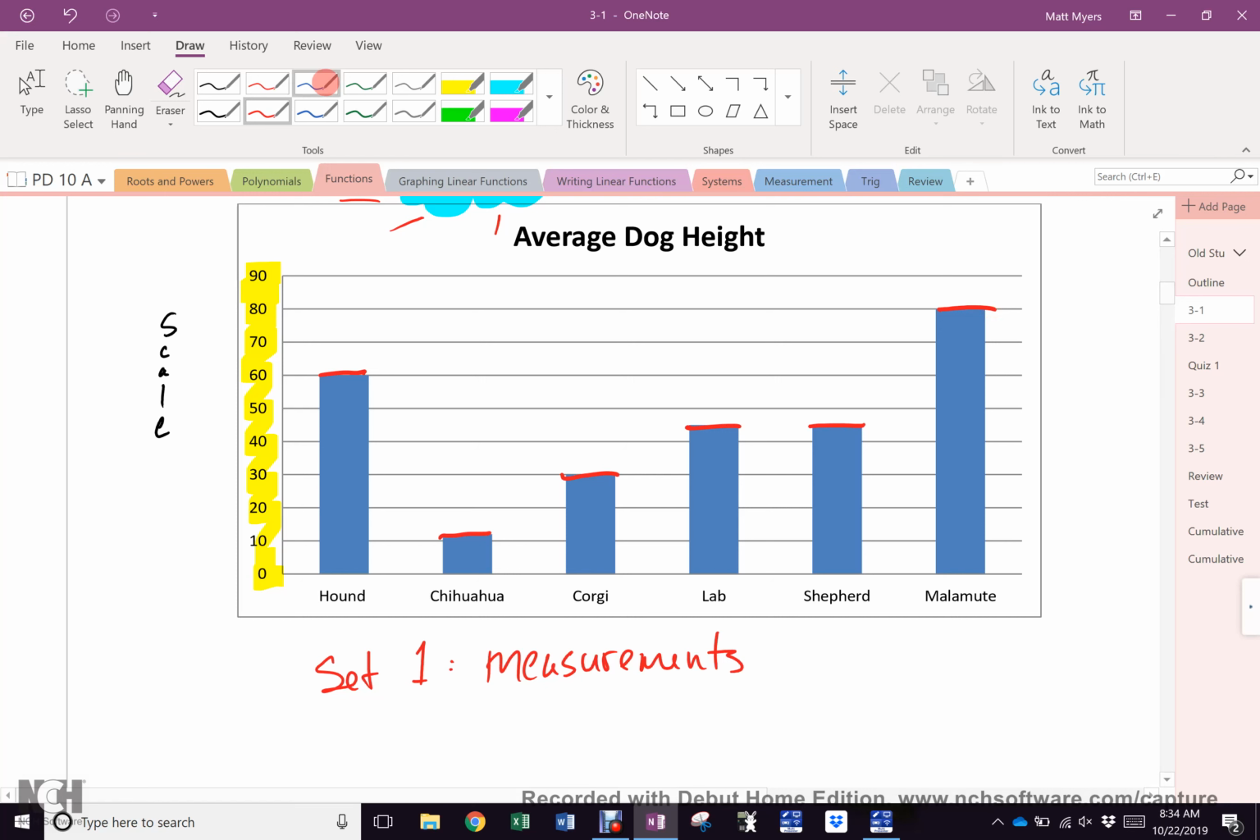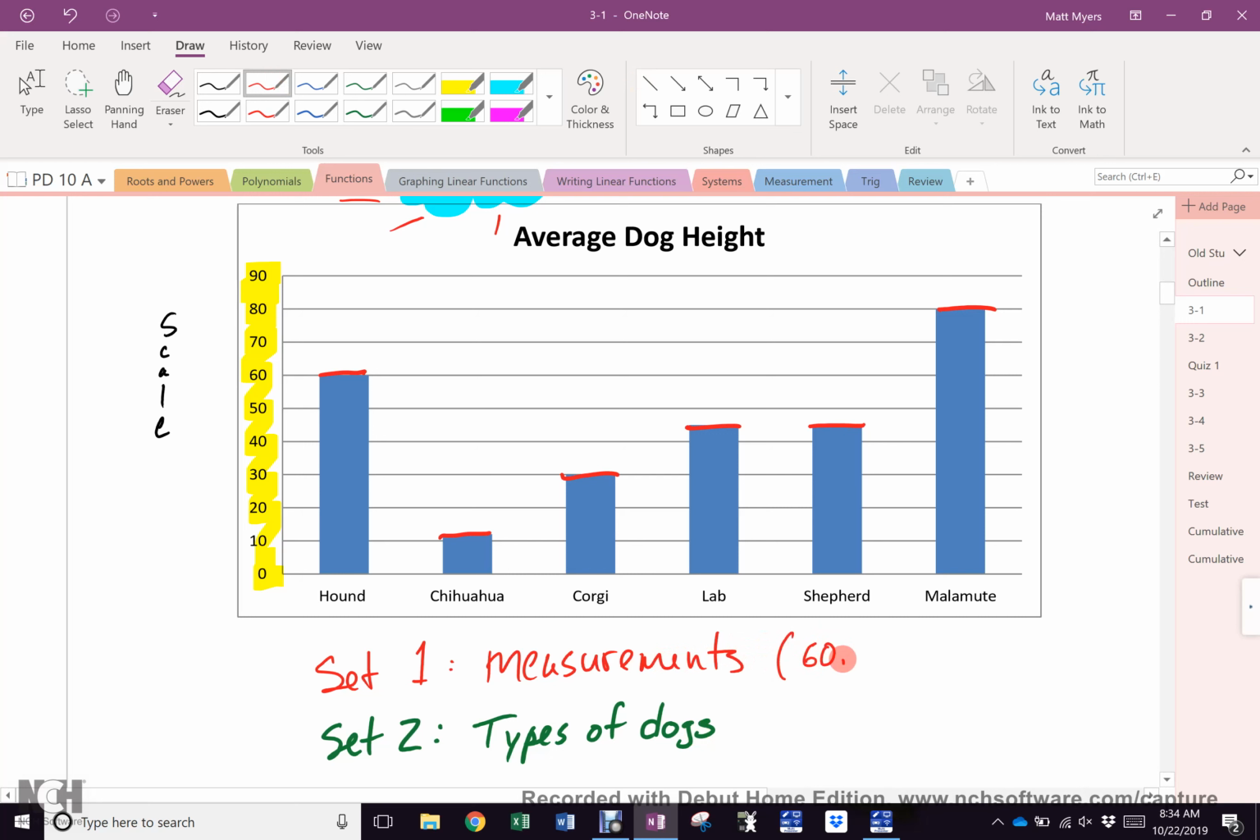Okay. What is the second set of data on this graph? The name of the dog. Right, the types of dogs. So those are the sets. Now tell me the elements. What are the elements of the set of measurements?